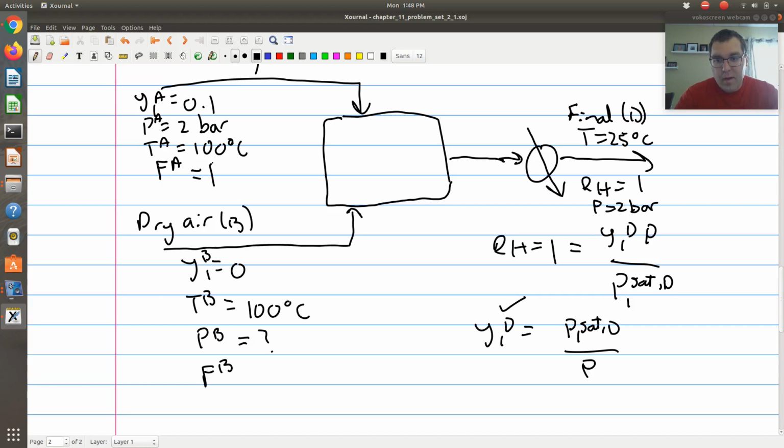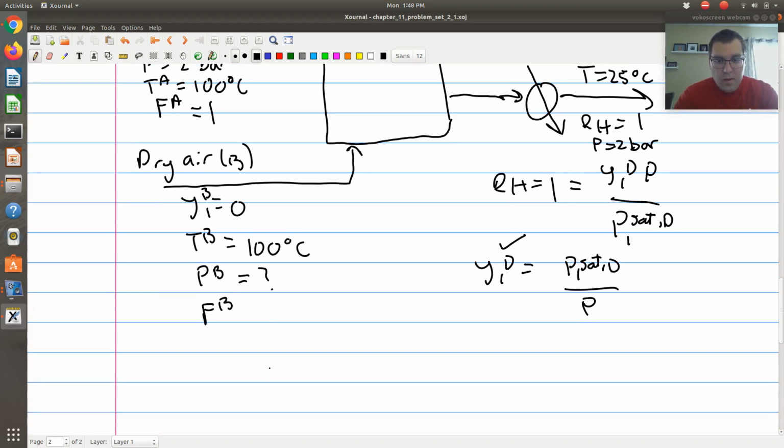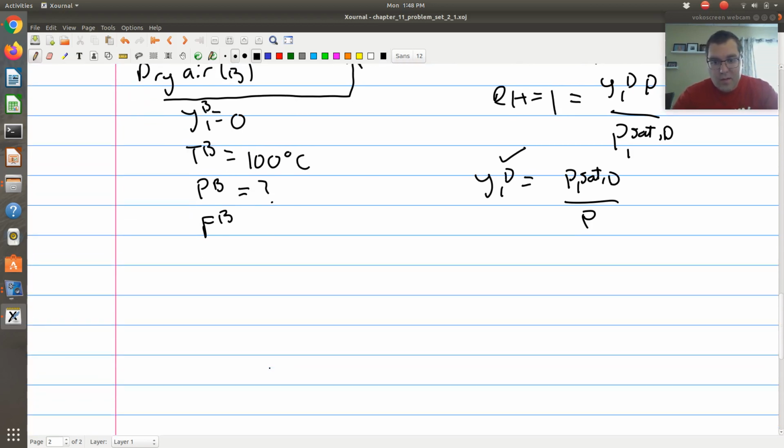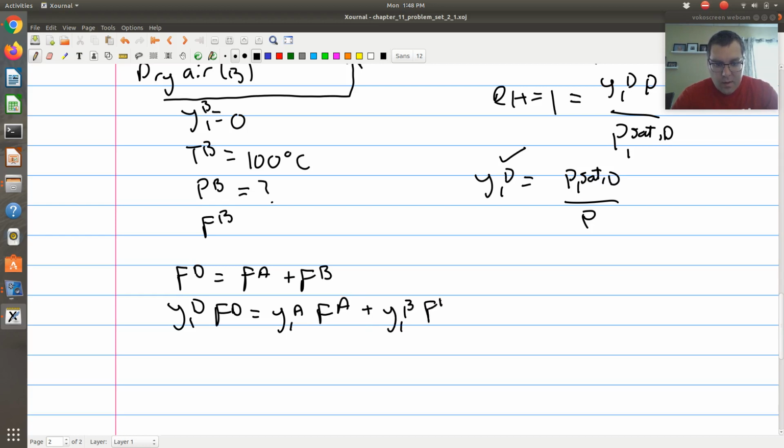And then if we assume a basis of flow rate of A is 1, or the amount of exhaust gas is 1, basically what we just need to solve for then is FB. Right? Cool. So I'll just write down a mass balance then. So FD would just be FA plus FB. And then I would have, let's see if this will work out, Y1D, which we just solved for, times FD is equal to Y1A times FA plus Y1B times FB.